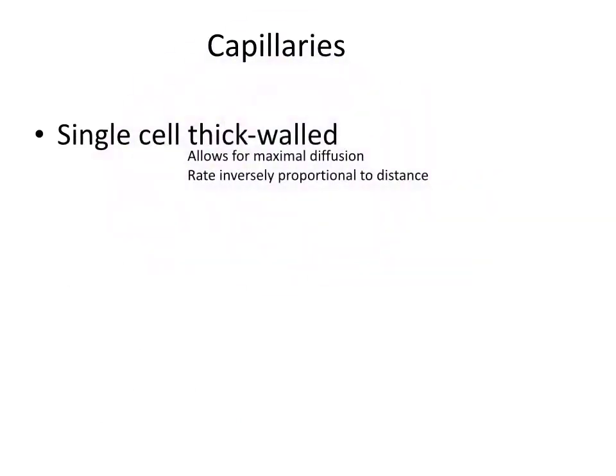The last type of vessels are the capillaries. The capillaries are single-celled tubes or single-celled lumens. The reason for the single-cell issue, meaning there is one epithelial cell on top of a basal membrane, is to maximize the rate of diffusion.